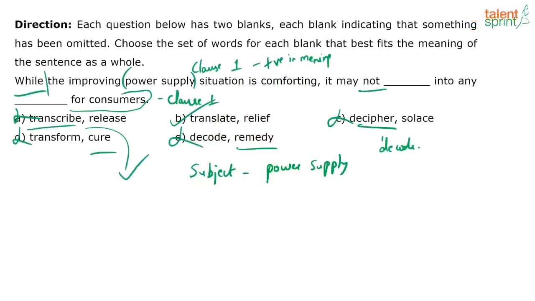So identify the hint word, figure out the meaning, look at the options, select the right logical option using our clue word, power supply. That's the subject. Power supply cannot be deciphered, decoded, transcribed or transformed. But that situation can be translated into not actually providing any relief for the consumers. That makes sense. Are you with me? Let's move to the next one.